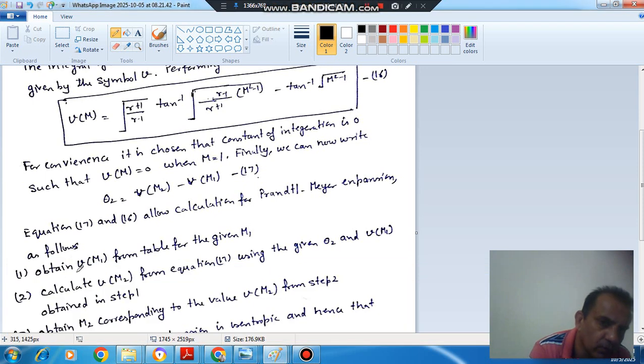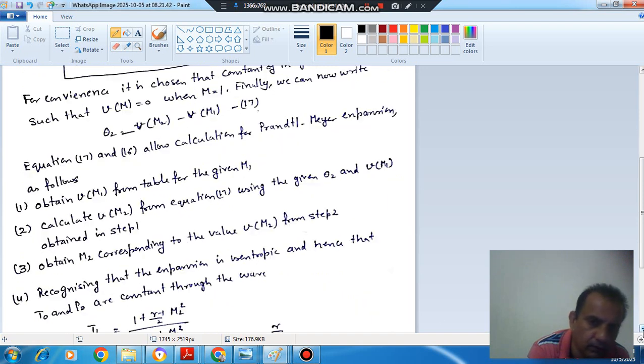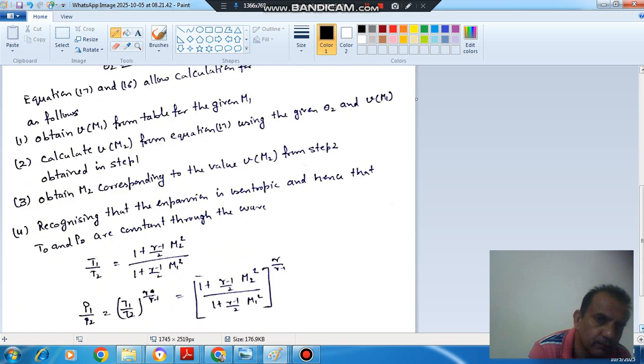Reading this out, theta 2 is known. First step: find mu M1 from the table for the given M1. Step 2: calculate mu M2 from equation 17 using the given theta 2 and mu M1 obtained in step 1. Step 3: obtain M2 corresponding to mu M2 from step 2. Now we are able to find M2, and we know M1 also.